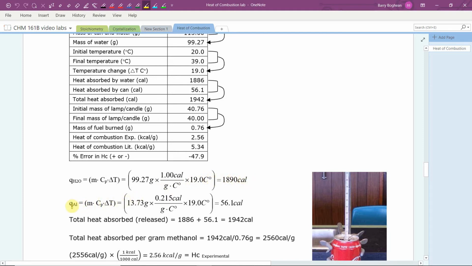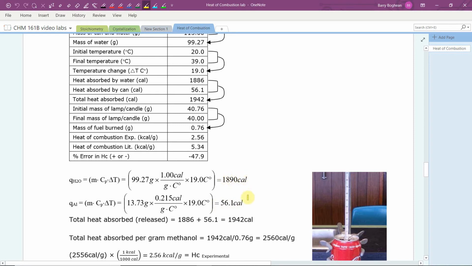Similarly, the can itself absorbs heat, and that has to be counted as part of the total heat released. The mass of the can times the heat capacity of aluminum, 0.215 calories per gram Celsius degree, times the same temperature rise as the water, 19 Celsius degrees, gives 56.1 calories.